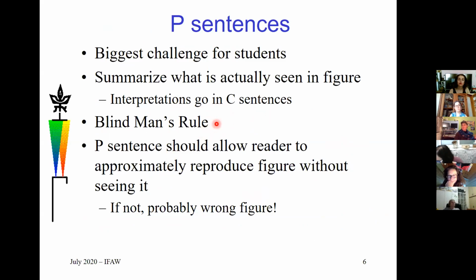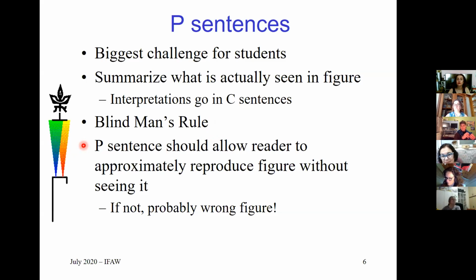It should follow what I call the blind man's rule. It should be written so that if the paper was being read to a blind person, he could get the figure just from what is written in the P sentence. And another criterion which is helpful for us as teachers in order to judge whether the P sentence is doing its job or not is that if it is well written, it should allow the reader to approximately reproduce the figure. You should actually be able to draw the figure from the P sentence.